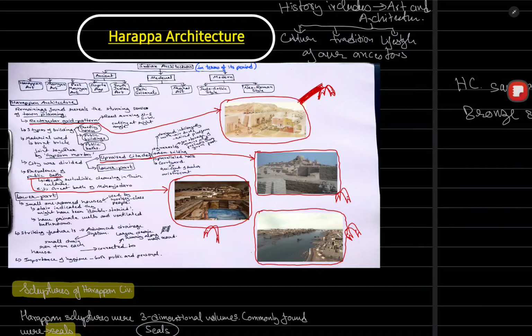Indian architecture in terms of period has been classified into three parts: ancient, medieval and modern architecture. The ancient period was divided into five periods: Harappan art and architecture, Mauryan art and architecture, post-Mauryan art and architecture, Gupta age, and South Indian art. In the medieval there are the Delhi Sultanate and Mughal art. In the modern, the Indo-Gothic style and the Neo-Roman style.